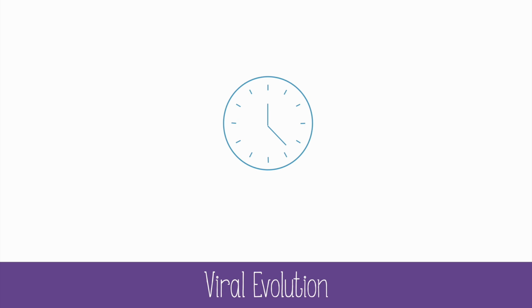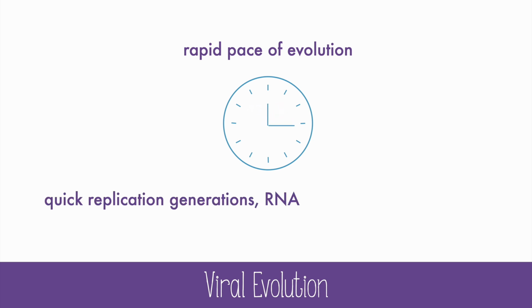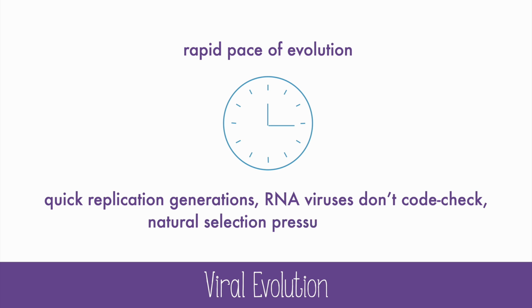Once these viruses came into existence, they started rapidly evolving. New viral generations can be produced in less than an hour, which is incredibly fast. In each generation, there can be mutations, which are a source of genetic variation. RNA viruses don't perform any code checking, so mutations can occur even more rapidly. The natural selection pressure on viruses is also high because the host cells have mechanisms for detecting and destroying the viruses. All of these factors lead to rapid evolution in viruses.